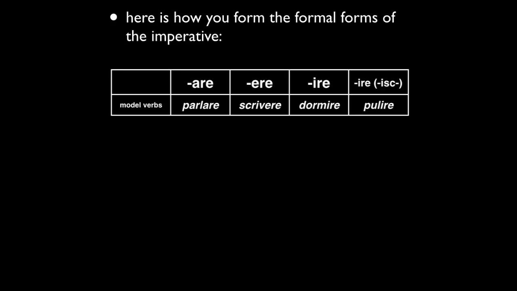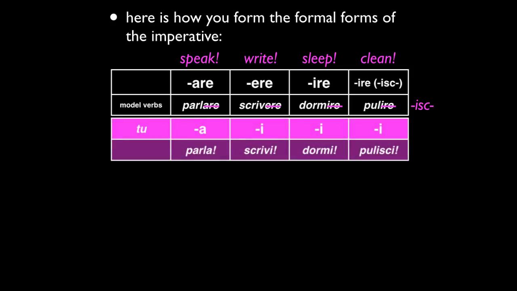Alright, so here's how you form the formal forms of the imperative. There's the typical model verbs, parlare, scrivere, dormire, pulire, and respectively speak, write, sleep, and clean. Notice that there's an extra IRE verb that's for the ISC stems. As previously with the informal imperative, you have to chop off that full verb stem right down to the stem vowel. So chop off the ARE, the ERE, or the IRE to get the base form, and add the ISC for the ISC verbs.